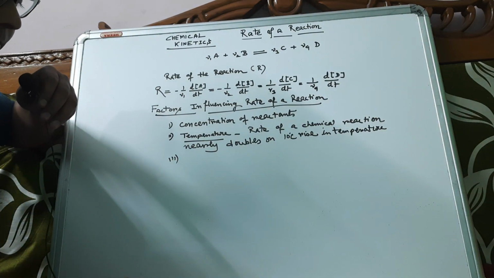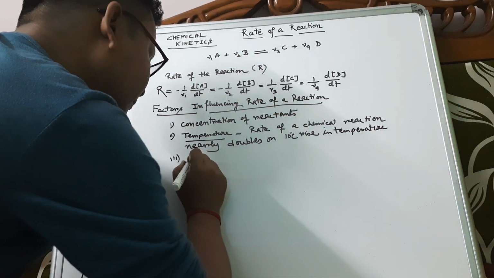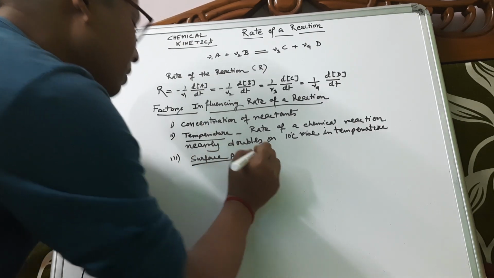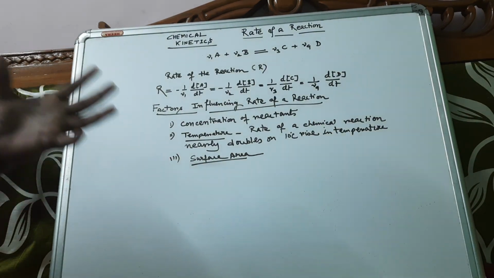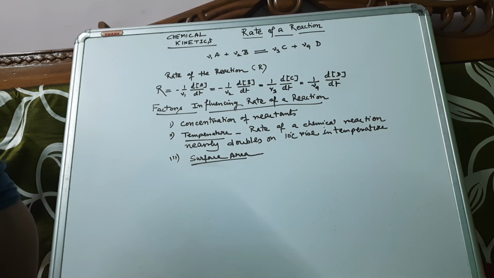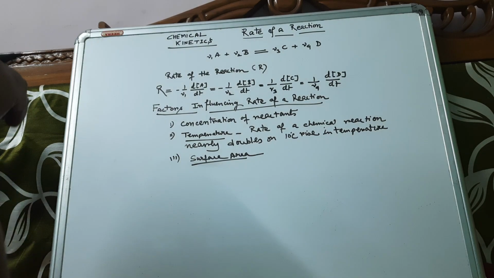Number 3, surface area. Smaller the particle size, larger will be the surface area, and faster the reaction, because the powdered form of a catalyst is a better catalyst, we know that. Large surface area means large reaction site. As the reaction site increases, the rate of the reaction also increases. So smaller the particle, larger will be the surface area, and larger is the reaction site, so the rate of the reaction increases.